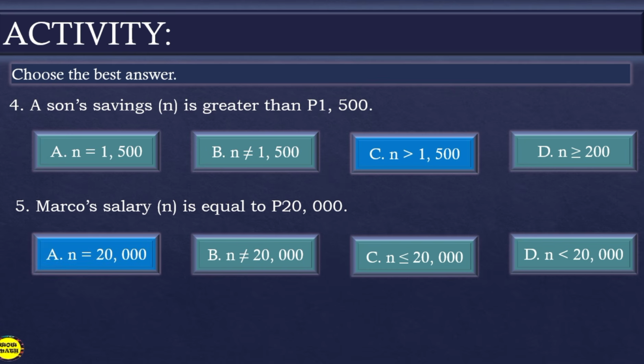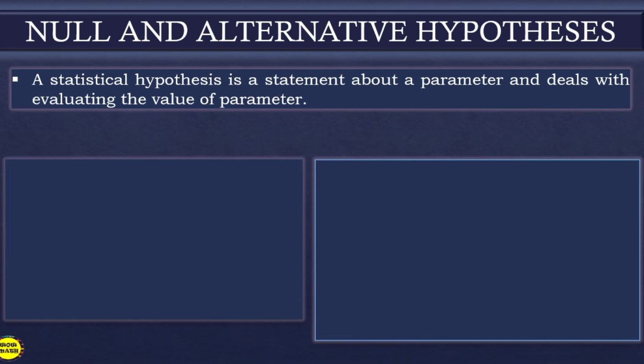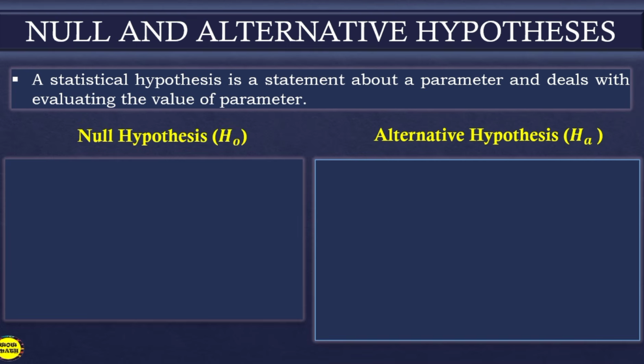Okay, so yung equality and inequality symbol na yan, gagamitin natin mamaya to formulate the null and alternative hypothesis. So, tandaan yung mga symbol, at yung mga phrases na ginagamit natin kung paano natin i-translate into symbol. So, a statistical hypothesis is a statement about a parameter and deals with evaluating the value of parameter. So, pag sinabi nating null hypothesis and alternative hypothesis, so kapag null hypothesis, that is the initial claim.